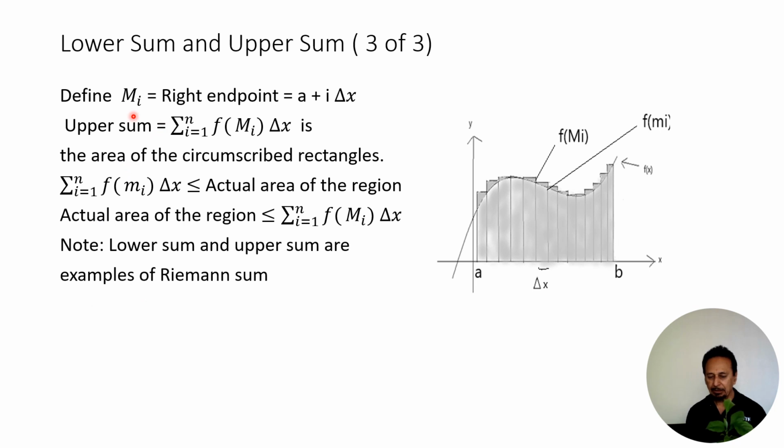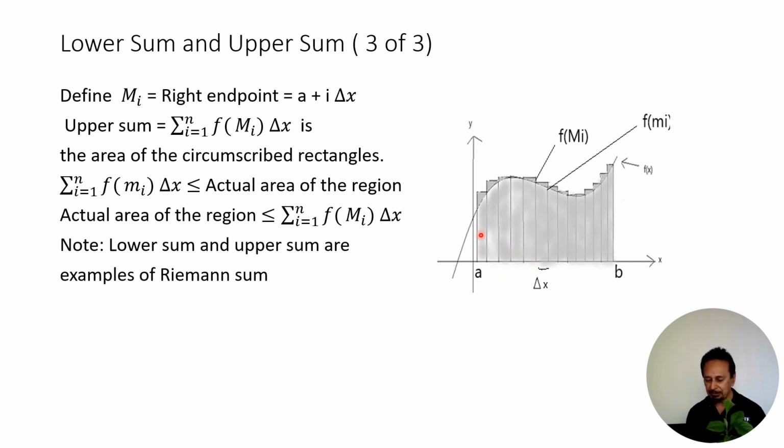All right. Similarly, we can define m sub i as the right-hand point. So the right-hand point we define as a plus i times delta x. As you know, a is the lower value of the interval. And i basically tells you which rectangle, and delta x is the width of the rectangle. Remember, the delta x width is the same; we're using it for convenience.